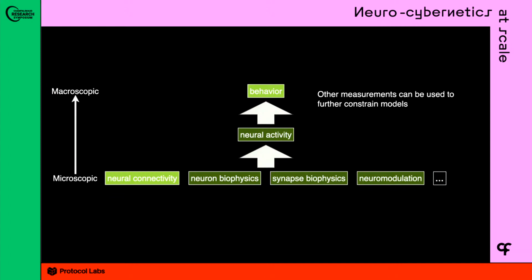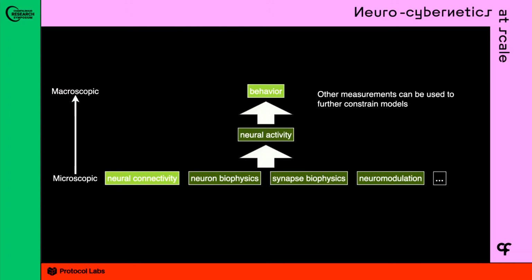So, the thought that we had was, can we use machine learning methods to take measurements at the macroscopic scale and then use them to inform the parameters at the microscopic scale? And if we can do that, then we can take measurements from across the different scales, the microscopic and macroscopic scales, to put together an integrated model that goes all the way from single cells and in some cases molecules, all the way up to behavior.